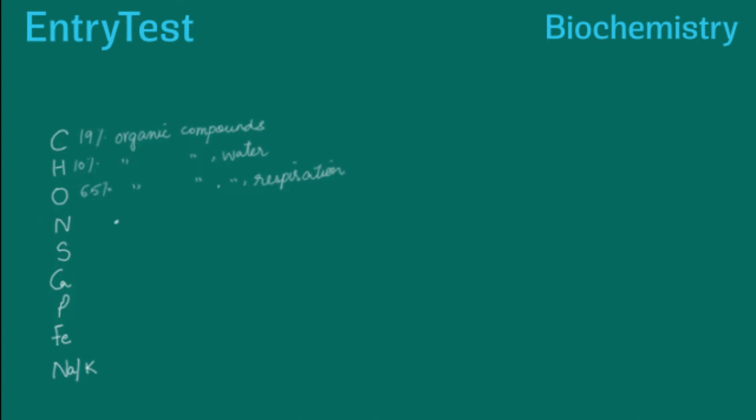Coming to nitrogen, about 3% of the body is made up of nitrogen, which is an important part of amino acids. And amino acids are an important component of proteins. The next element is sulfur, which is present in trace amounts, and it is found in some kinds of amino acids, not in all of them. So let's do two examples of those. One is cysteine, and the other is methionine. So in these two amino acids, sulfur is present.